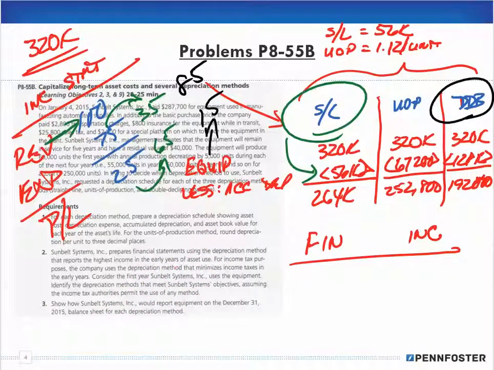So let's see here. For preparing financial statements using the depreciation method that reports the highest income in the early years, we determined that to be straight line. For income tax purposes, we want to reduce our profit, so we want to use the method that produces the least amount of profit, which is double declining balance. And that's the solution for step number 2.